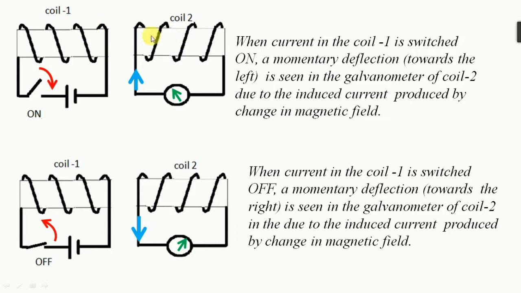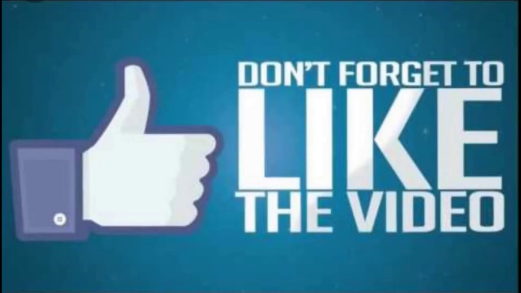Now this is the same experiment I have explained before. On switching on this coil, the direction of induced EMF is in one direction, and while switching off, the direction of induced EMF is in another direction. So only while switching on and switching off there will be change in magnetic flux and induced EMF. Other times we don't have induced EMF.